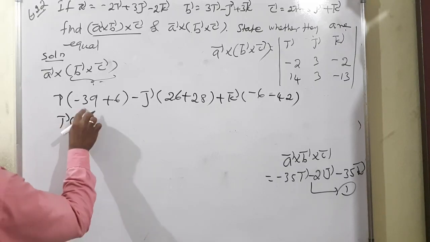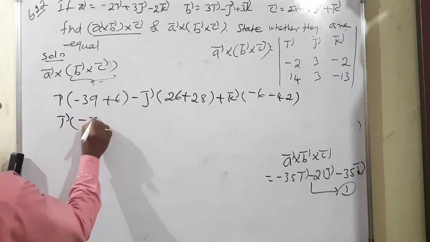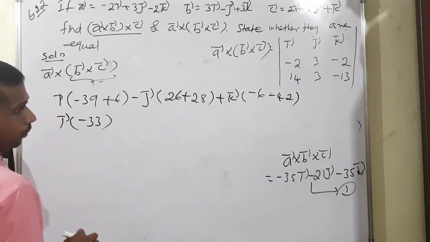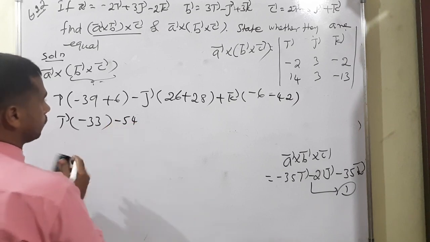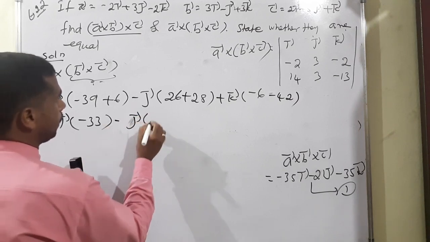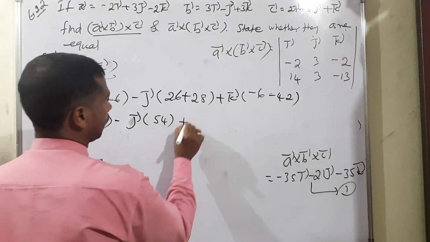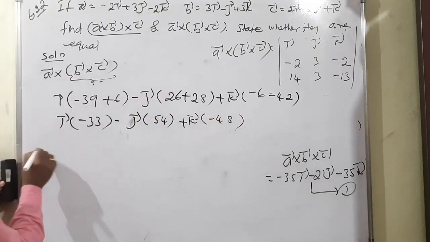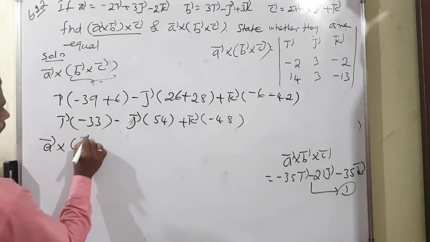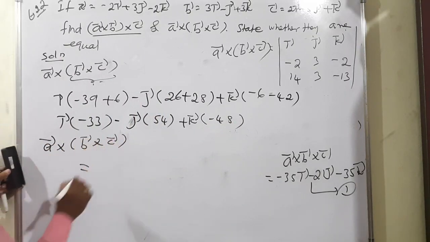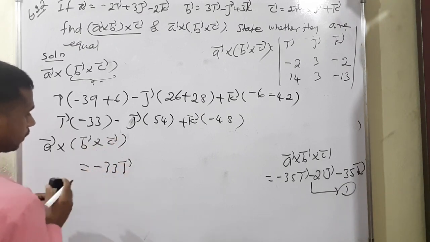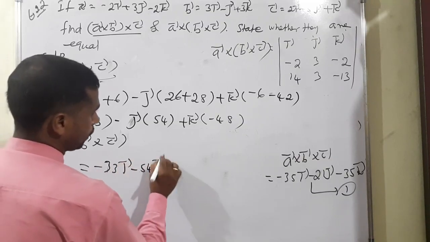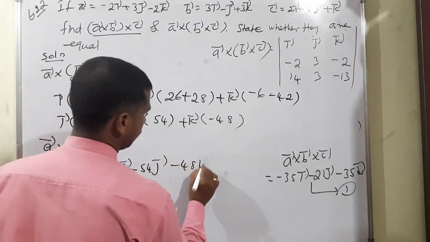Therefore, i vector: minus 39 plus 6 is equal to minus 33. Then 26 plus 28 means definitely 54. Minus j vector, positive 54. Again plus k vector means minus 6 minus 42 means minus 48. Therefore, a vector cross b vector cross c vector is equal to minus 33 i vector, then minus 54 j vector, then minus 48 k vector.